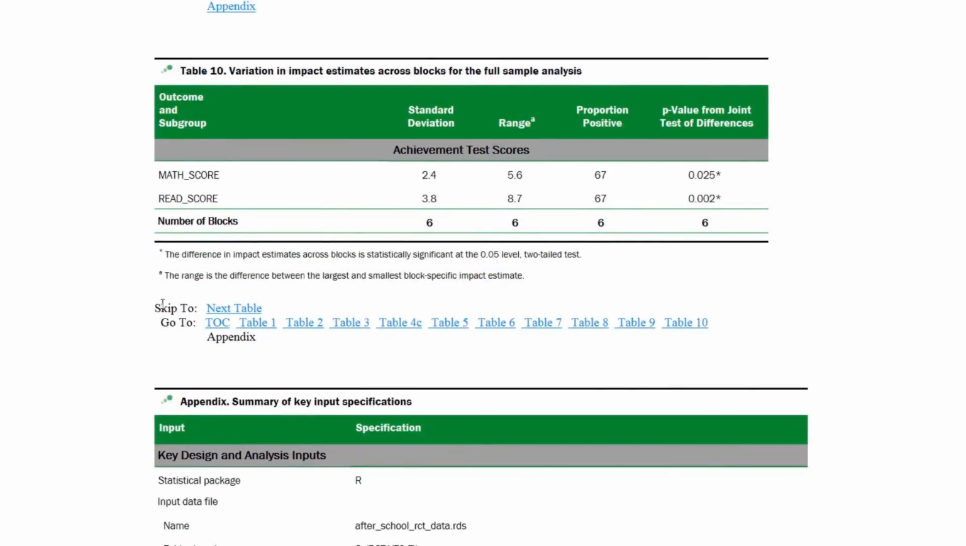Table 10 provides information on how much the impact estimates vary across blocks. The table shows a standard deviation of the block impact estimates, the range, the proportion that are positive, and the p-value to test whether the block impacts differ from each other. For our example, we see that there is some variation in the impact findings across school districts, suggesting that the intervention was more successful in some sites than others. Thus, it might make sense to conduct additional analyses to help understand this variation.